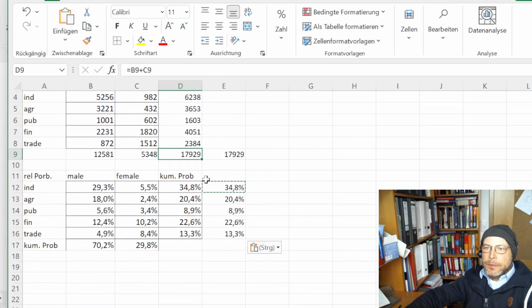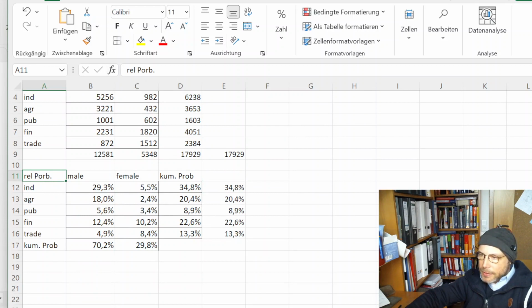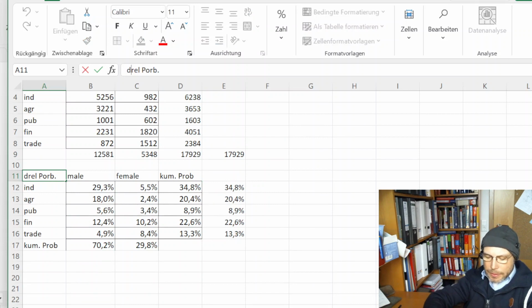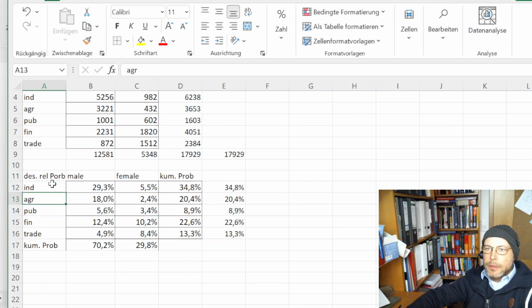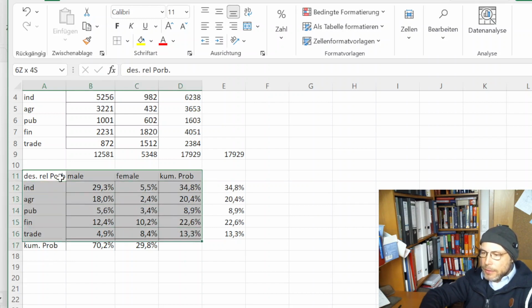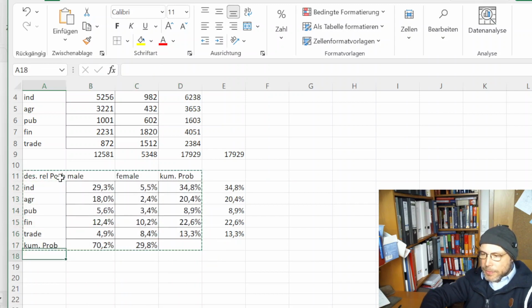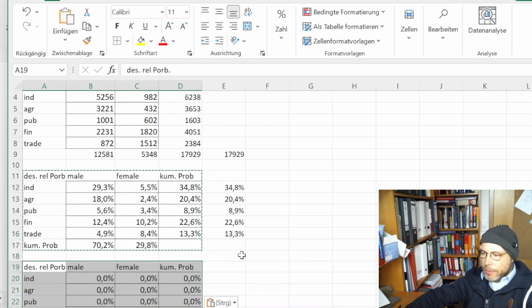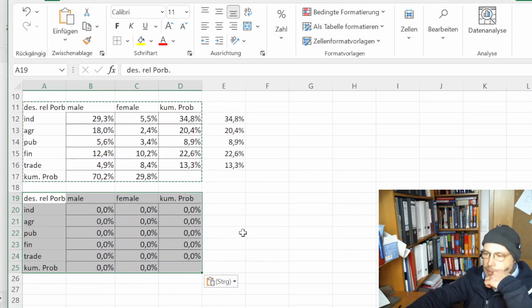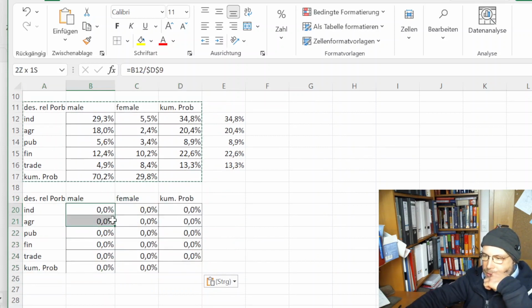Okay, so these are now what I will also call the descriptive relative probabilities. These are the cumulated probabilities. And now, of course, we want to ask, from our descriptive analysis, these two attributes, gender and industrial sector, do they depend on each other?